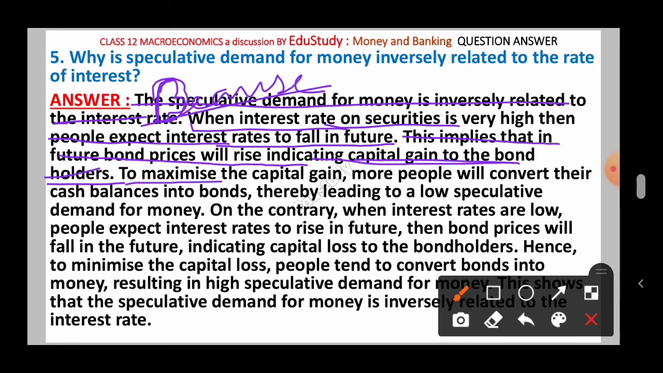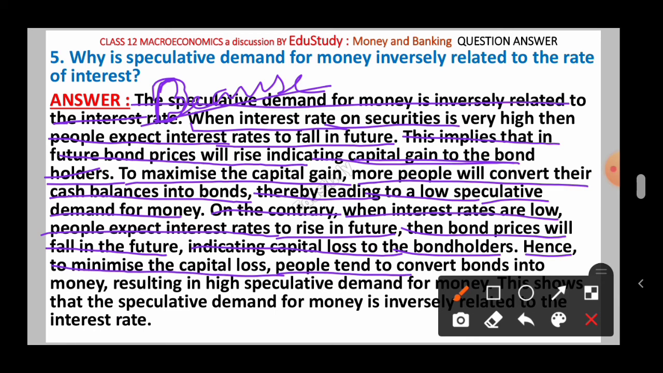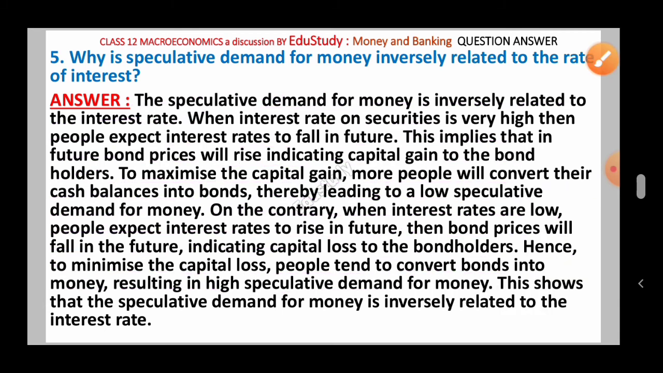So to maximize the capital gain, more people will convert their cash balances into bonds, therefore leading to a low speculative demand for money. On the contrary, when interest rates are low, people expect interest rate to rise in future. So in the present, whenever the interest rate is low, people will expect that it will be high in future. Then bond prices will fall in the future, indicating capital loss to the bondholders. Hence, to minimize the capital loss, people tend to convert bonds into money, resulting in high speculative demand for money. This shows that the speculative demand for money is inversely related to the interest rate.